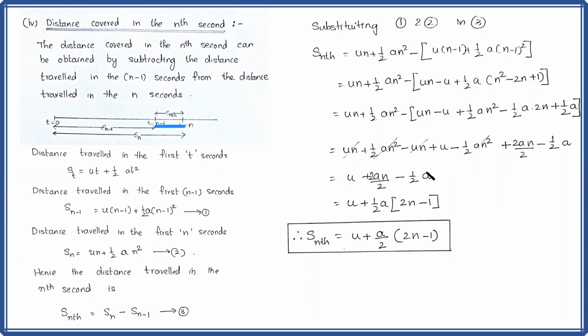Then u plus half a taken as common. When half a goes out, the remaining will be 2n for the first term, and for the second term it is 1. Therefore u plus half a into 2n minus 1. So the fourth kinematic equation, that is the distance traveled in the nth second, Snth is equal to u plus a by 2 into 2n minus 1. This is our fourth kinematic equation.